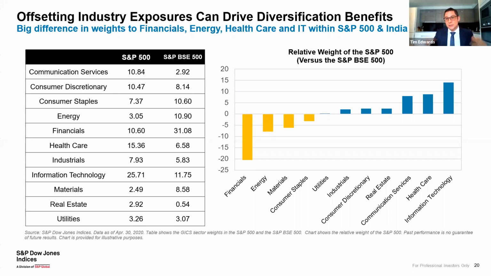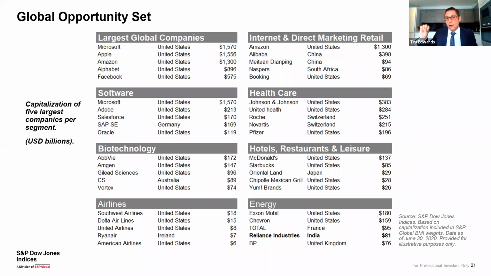Moving on, just to make this a bit tangible, picking on those industries that we just talked about: software, biotechnology, airlines, healthcare. If you look at the largest companies in each sector, they're nearly all American.